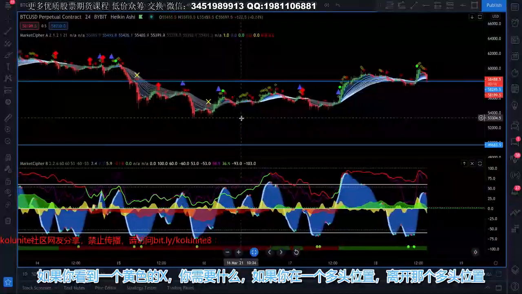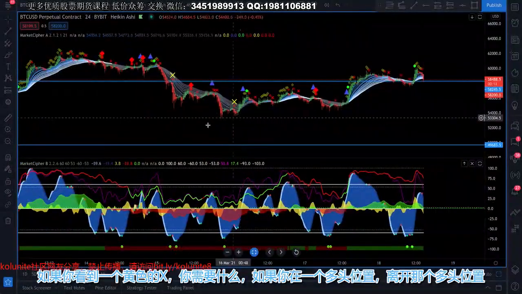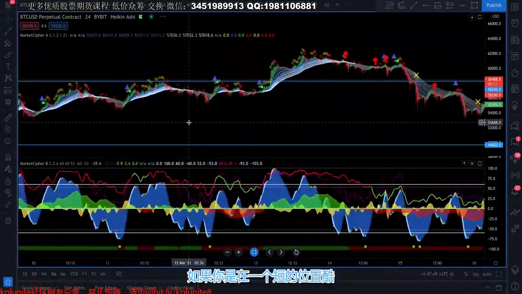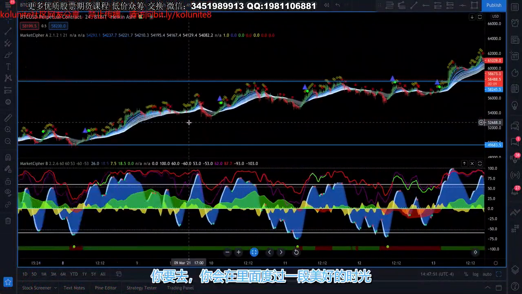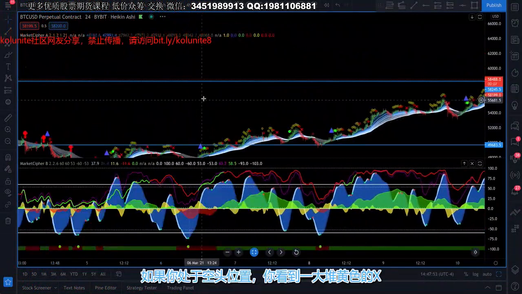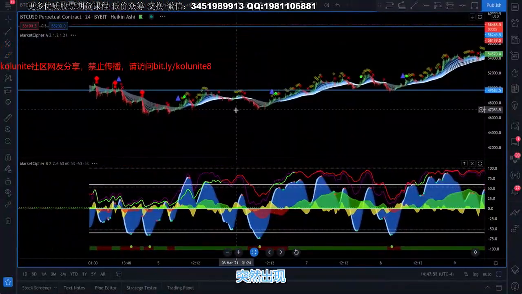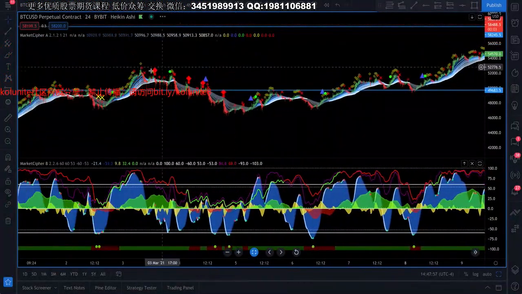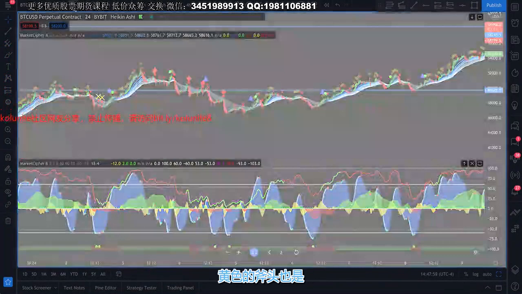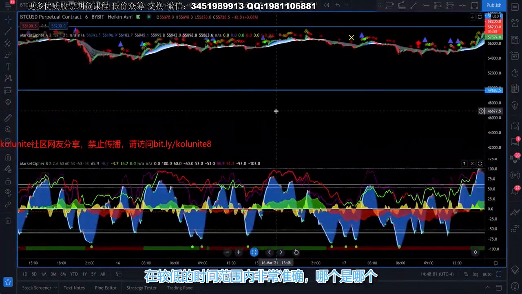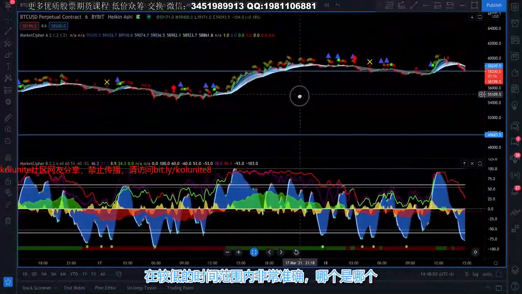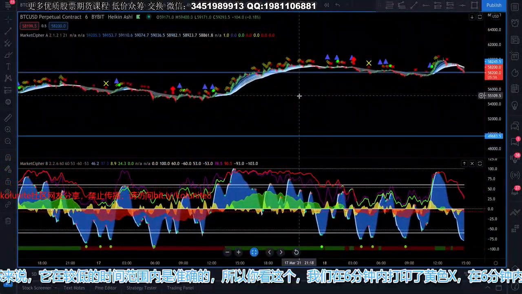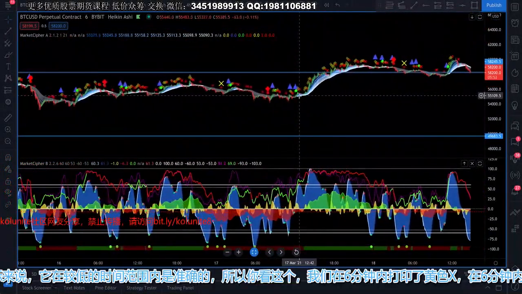If you see a yellow X, you need to, if you're in a long position, get out of that long position. If you're in a short position, cool. You're gonna be in for a good time. If you're in a short position and you see a whole bunch of yellow X's popping up on the chart. Yellow X's are also very accurate on the lower time frames, which is rare for an indicator. It's accurate on the lower time frames.